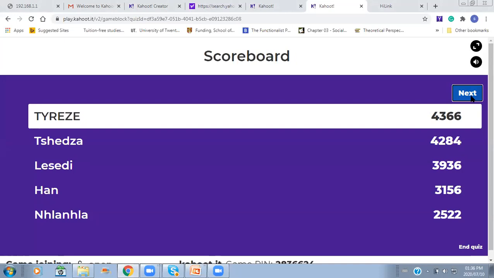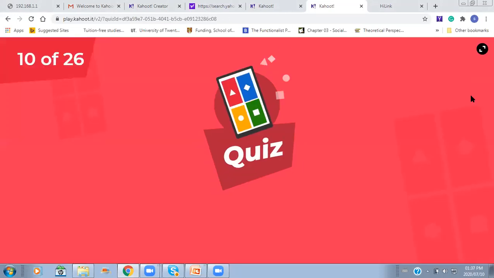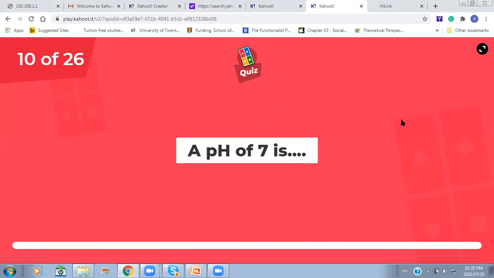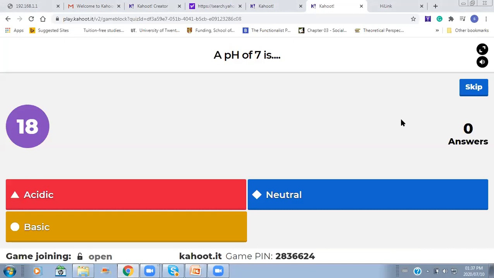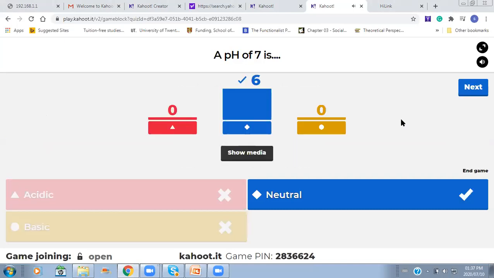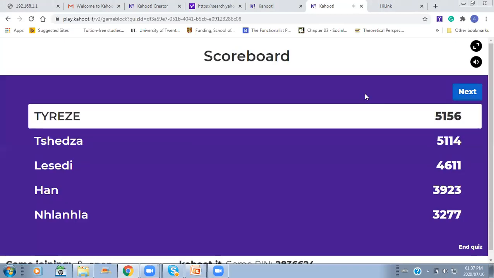Let's do 2 or 3 more. So this one is talking about pH. Let's go on. A pH of 7 is what? Guess. Fantastic. About 6 people got this one. Let's see those who got it fast. C. Yes, it's still Tyrus who got it.